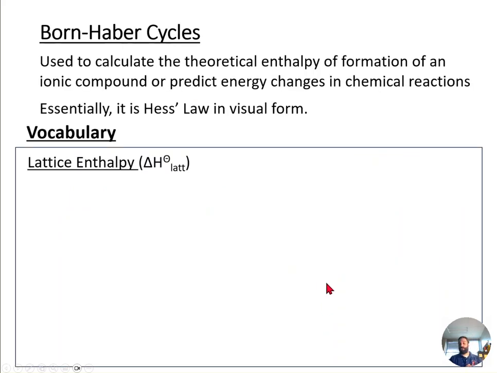All right, the final tool we're going to talk about is something called a Born-Haber cycle, or an energy cycle. So essentially, a Born-Haber cycle is a visual representation of Hess's law. So it's really the same thing. We either add or subtract values based on their thermodynamics. I'm getting ahead of myself. Now, before we can talk about Born-Haber cycles, we have to define a few more enthalpy changes since we're going to be dealing with these in the cycle.